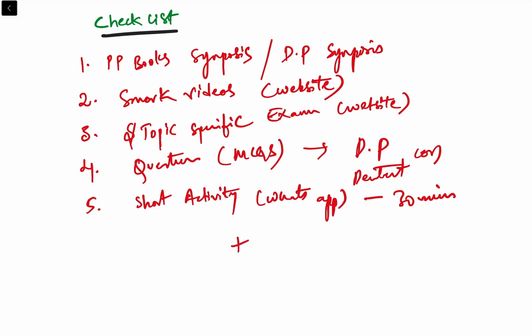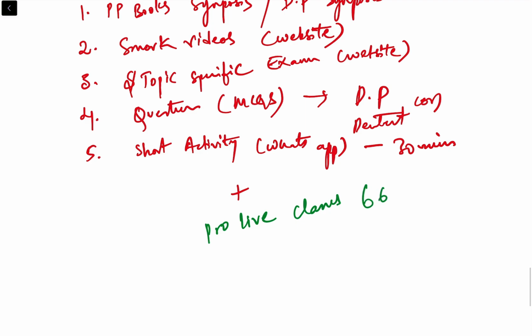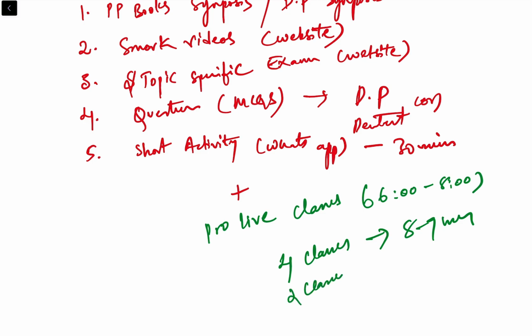For example, if you're a ProLive student, you're going to have ProLive classes from evening 6 o'clock to 8 o'clock. Maybe Prostho will have 4 classes, so it will be 8 to 9 hours. And for the integrated part of DM, we may plan 2 or 3 classes, so it's going to turn around 4 to 5 hours.